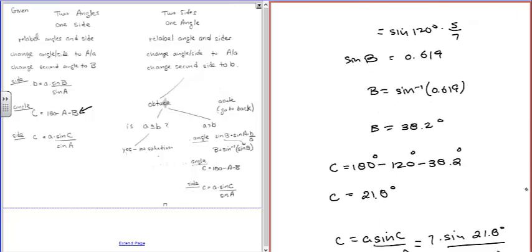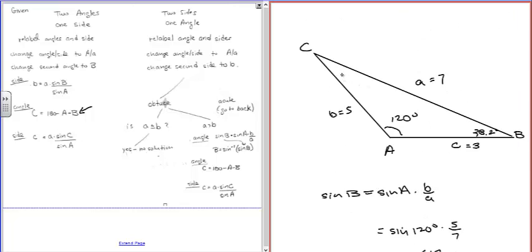The third angle was 21.8. Notice that the side opposite the smallest angle is the shortest. The side opposite the next bigger angle, which is B, is next. And then the side opposite the largest angle is the largest length. So obtuse is not that hard.